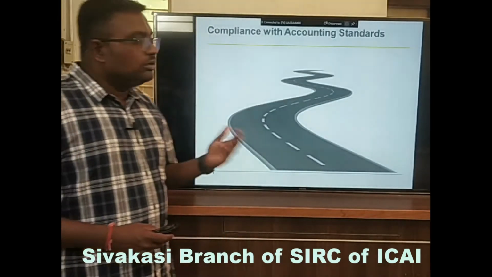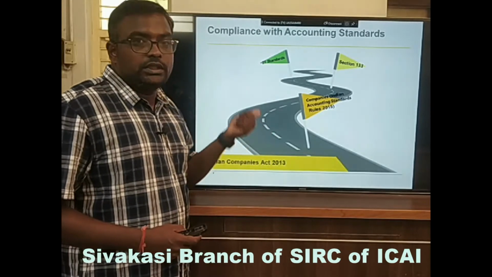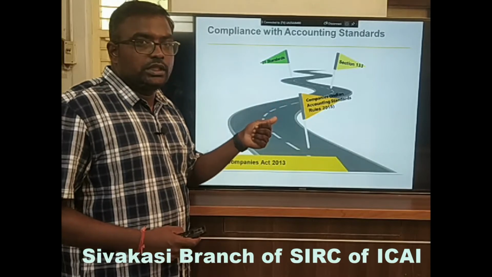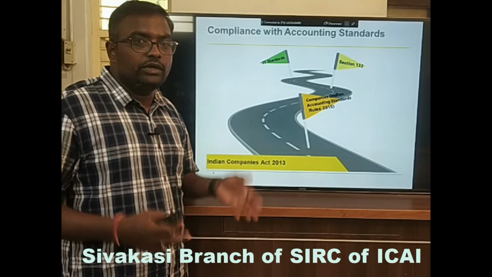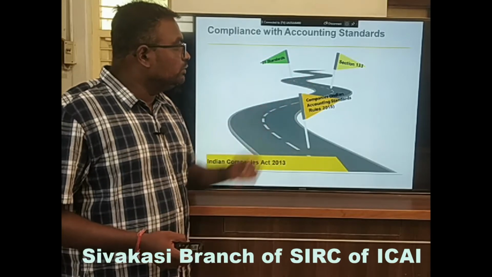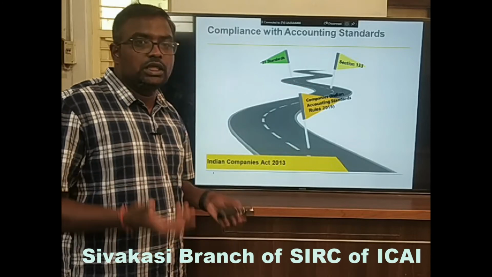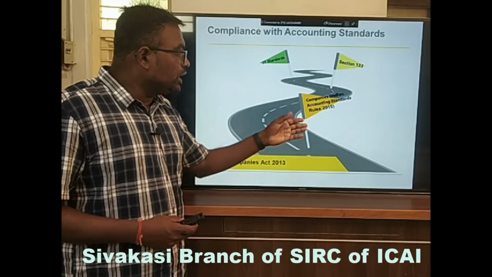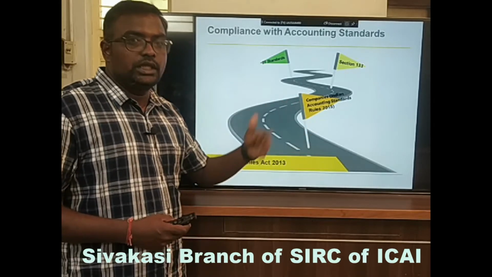Where is compliance with accounting standards required? We have a total of 27 accounting standards in India. That is called Indian accounting standards. I will tell you about the other type of accounting standards we have nowadays in India. Section 133 of the Companies Act 2013 requires compliance with accounting standards.